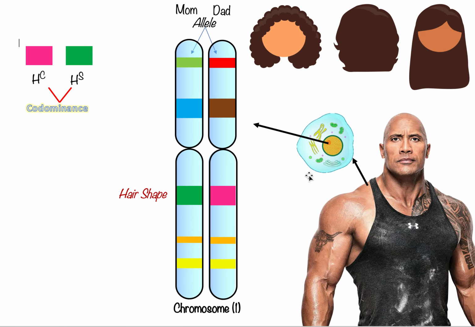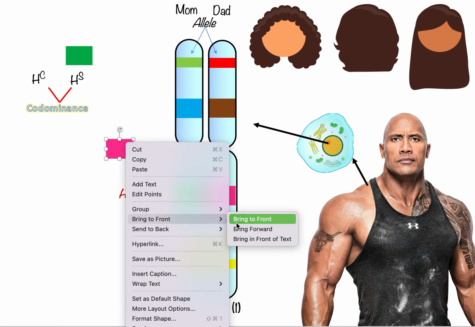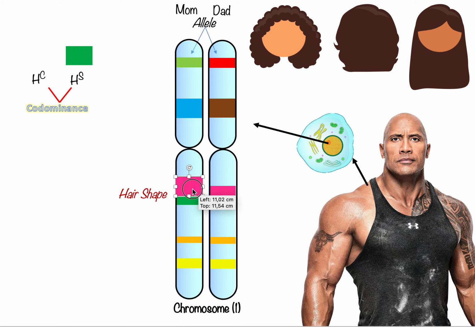So my question now is, what would his hair be like if he had both of his alleles, let me move this. If both of his alleles were HC, then he would have curly hair, 100%. What if both of his alleles were HS? Then he would have what? Both HS would be straight hair, okay? So that's how it works.